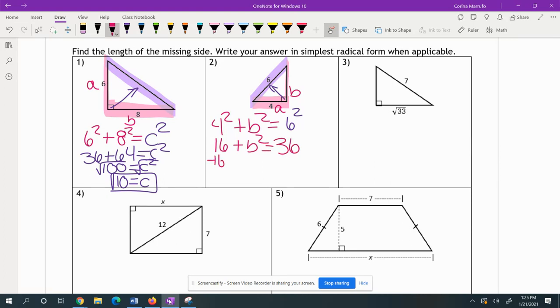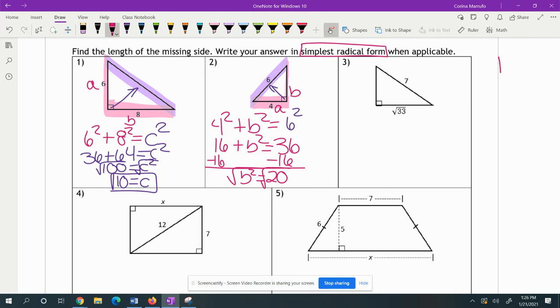Okay, we're solving for b, so I need to move this 16 over to the other side. And we get b squared equals 36 minus 16 gives us 20. And we go ahead and take the square root of 20. Now remember, we're not giving decimal answers. We're going to leave it in simplest radical form. So I'll just write here, simplest radical form. So we look for two numbers that multiply to give us 20. Remember, these numbers have to be a perfect square. Or one of the numbers has to be a perfect square.